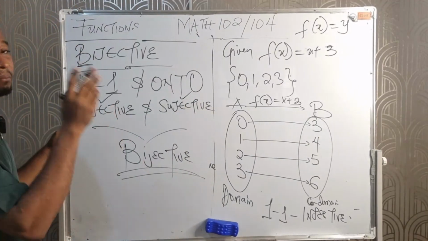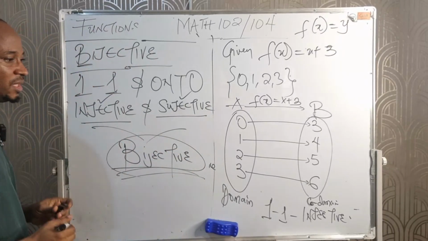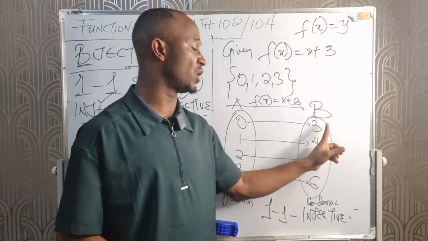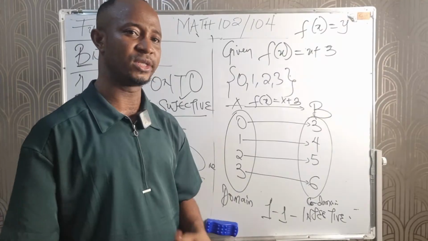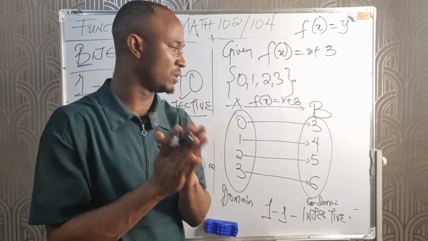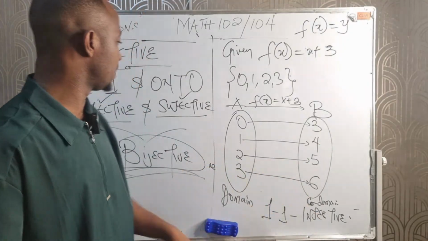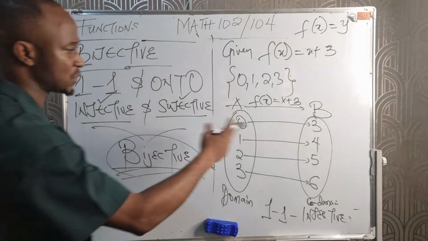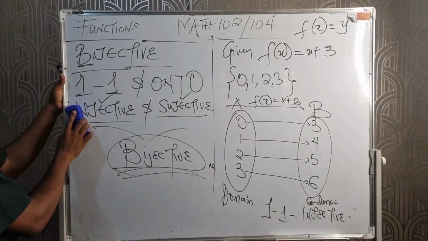So that means when a mapping function is both injective and surjective, it's called what? A bijective function. A good example is what we just saw. Why do we say this is also surjective? What's the range here? The range is 3, 4, 5, and 6. What's the codomain? 3, 4, 5, and 6. So the range and the codomain are equal. Because the range and the codomain are equal, it is surjective, and it is also one-to-one. So it's called a bijective mapping function.